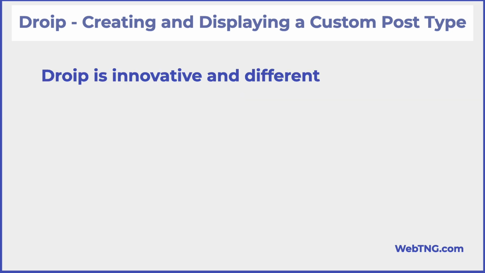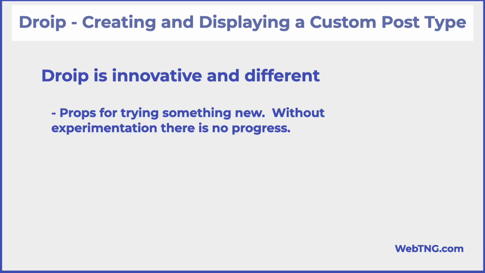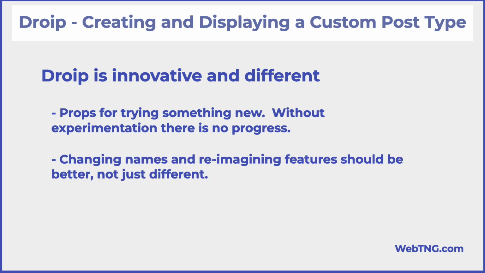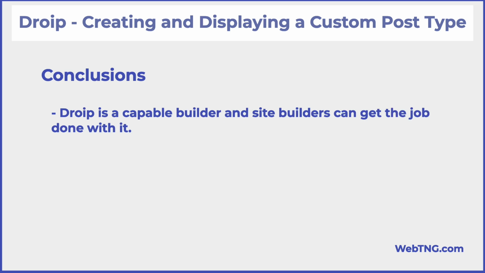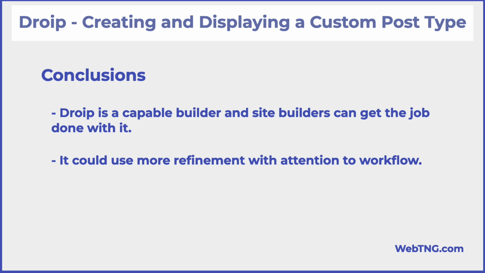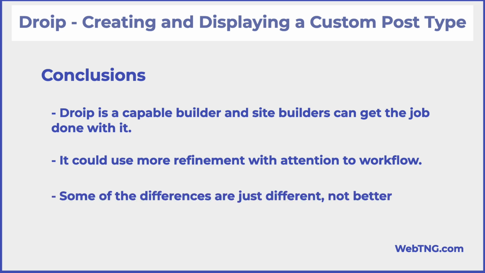In a number of ways, Droip tries to be innovative. They did something new and didn't just repeat the same old UI. Being different has its pros and cons. If developers never try anything new, then we don't get any progress. But on the other hand, doing it differently should have a good reason, because otherwise it just introduces an extra learning curve. Overall, my first take of Droip is that it's a capable builder that can get the job done, but could use some more refinement, and that some things are different without necessarily being better.